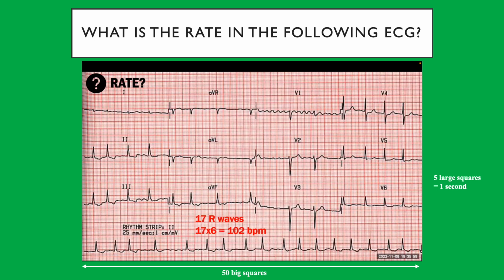You understand now. First, we do the rhythm. If it's regular, go to mathematics. If it's irregular, start counting. Okay? Is this clear? I don't understand how you calculate a regular one. This one, the whole paper is 50 big squares, right? Which means if 5 large squares is 1 second, then 50 is 10. So this is 10 seconds. How many seconds in a minute? 60. So 6 times this 10 seconds. There are 17 R waves, R spikes. So that's how you do it.